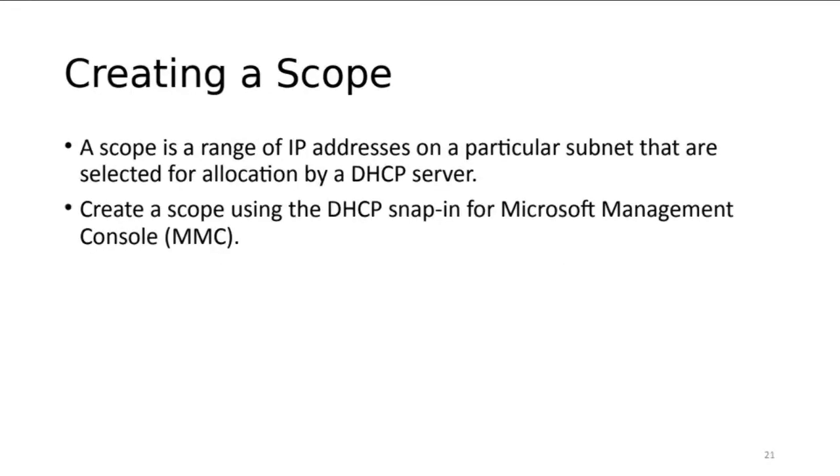First, you will need to create the scope. What is a scope? A scope is a range of IP addresses on a particular subnet that are selected for allocation by a DHCP server. We do this by using the DHCP snap-in for Microsoft Management Console, MMC. When you go to Server Manager, we will open the DHCP snap-in and configure the scope in the lab. It's easy.